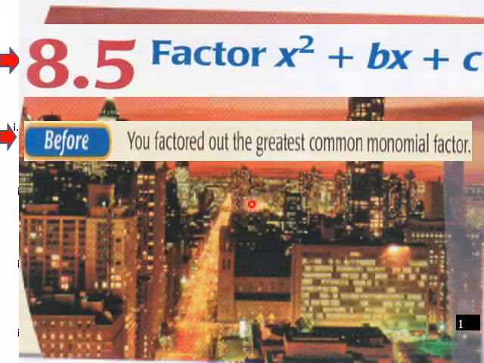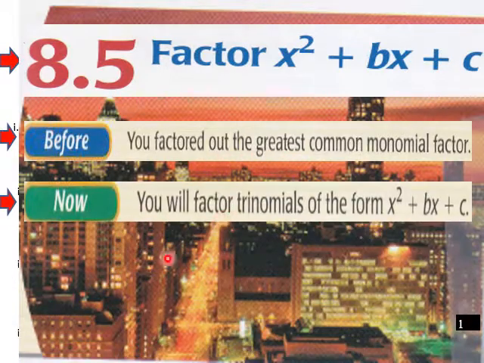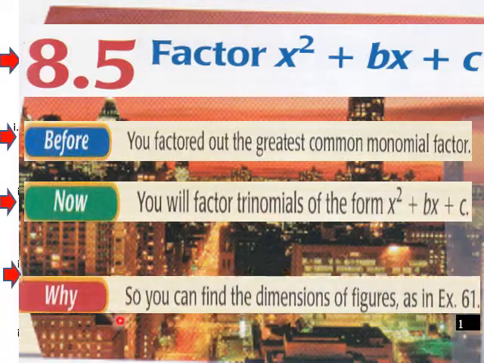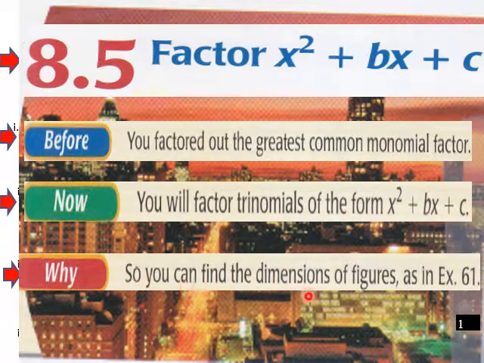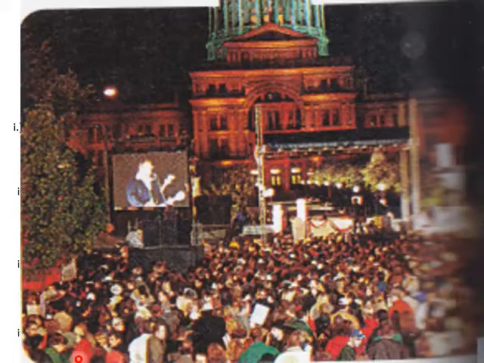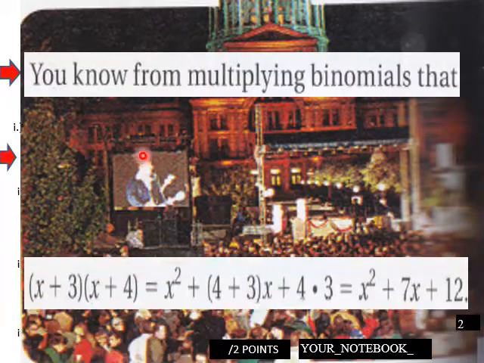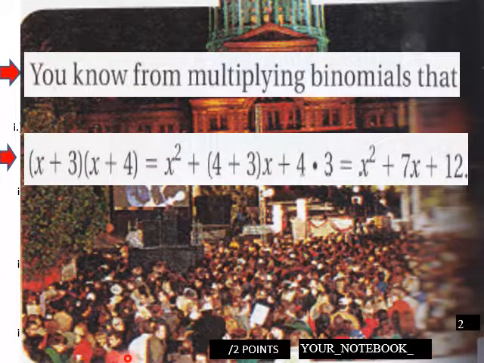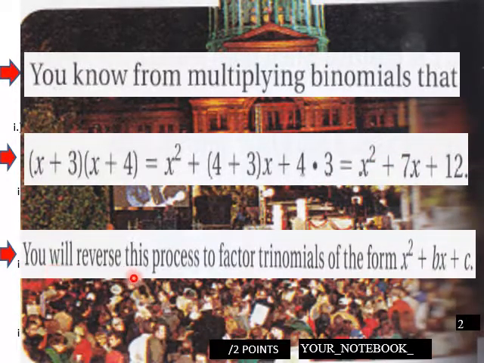Factor x squared plus bx plus c. You factored out the greatest common factor. You will factor trinomials of the form x squared plus bx plus c, so you can find the dimensions of factors. Okay, you know from multiplying binomials that (x plus 3)(x plus 4) equals x squared plus 4x plus 3x plus 4 times 3, which equals that. You will reverse this process to factor trinomials of this form.